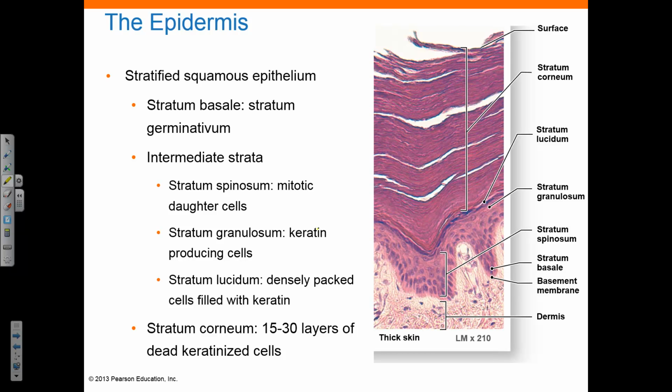The stratum spinosum consists of mitotic daughter cells from the divisions of the stratum basale. The stratum granulosum consists of cells that make keratin, a durable waterproof protein. And the stratum lucidum consists of a layer of densely packed keratin-filled cells. The stratum corneum is the layer of skin exposed to the external environment and consists of 15 to 30 layers of dead keratinized cells. These cells are also known as cornified cells.